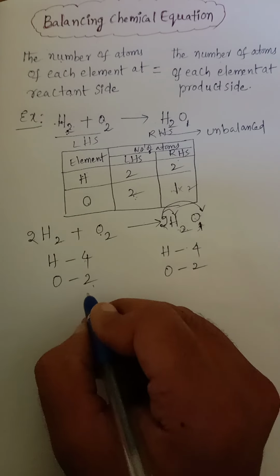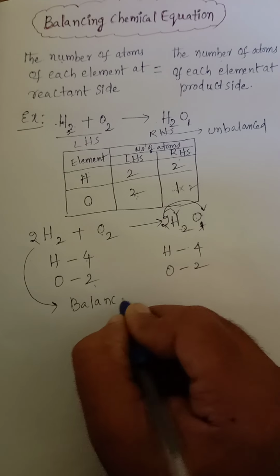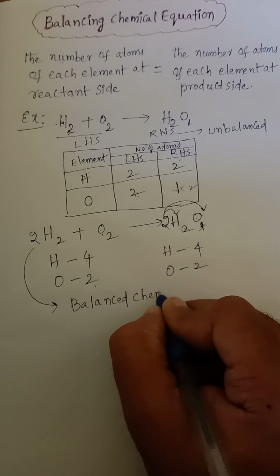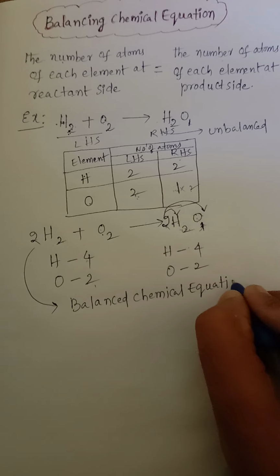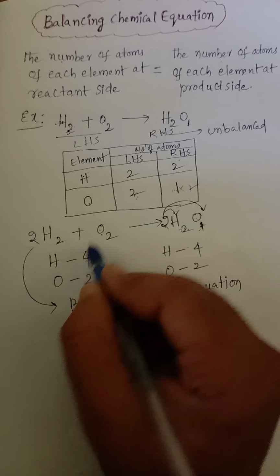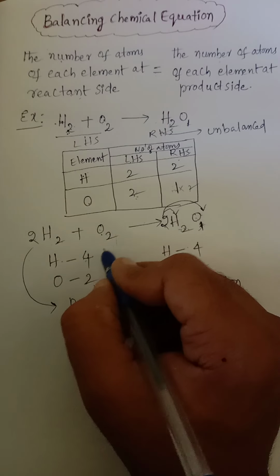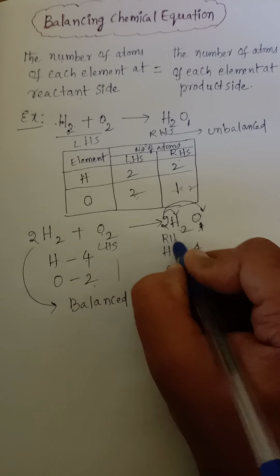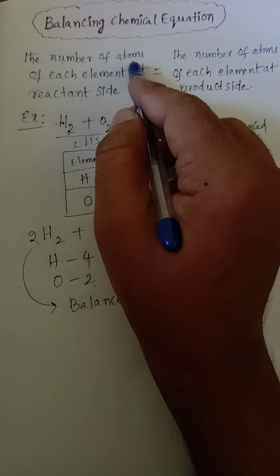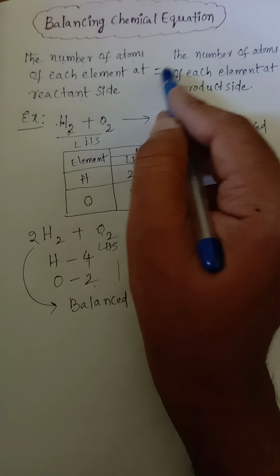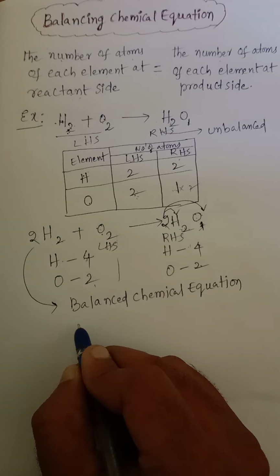What is this? This is the balanced chemical equation, because the number of atoms of each element at the reactant side, this is the reactant side LHS, and this is RHS. So reactant side 4 2, RHS 4 2. So the number of atoms of each element at the reactant side is equal to the number of atoms of each element at the product side. So for this we are going to take a tabular form.